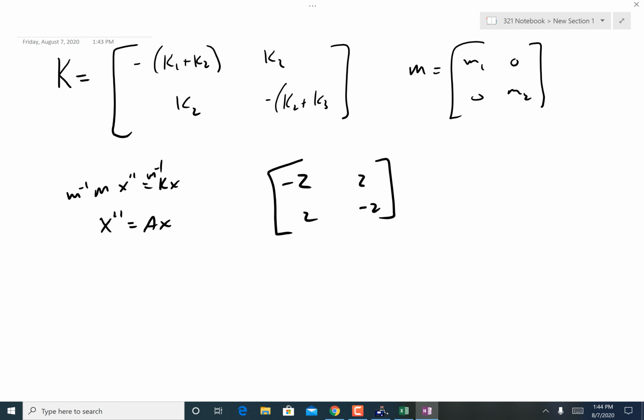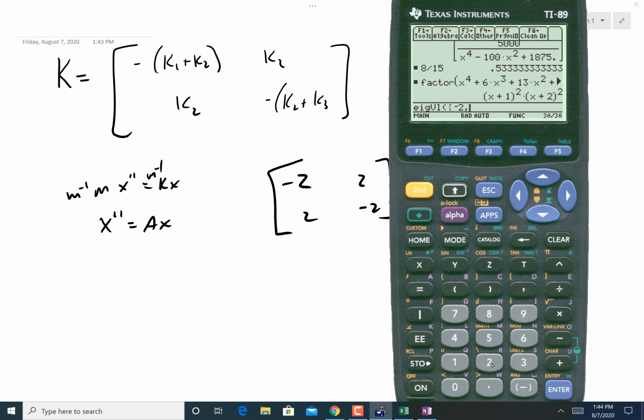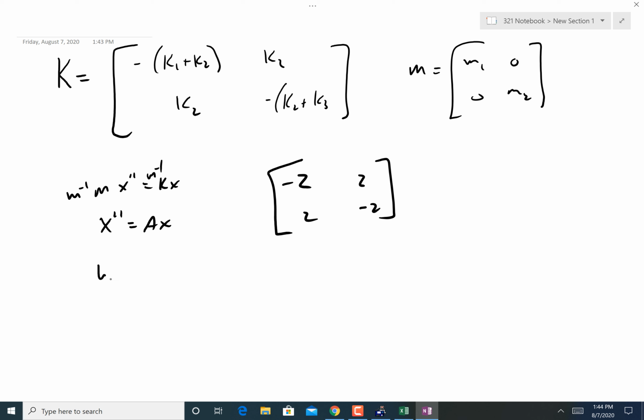Okay, so if you take that matrix there and you find its eigenvalues, you'll get 0 and negative 4. So omega squared is 0 and negative 4, which means our omegas are 0 and plus or minus 2i, of course, which just means it's just 2. That's our frequency.